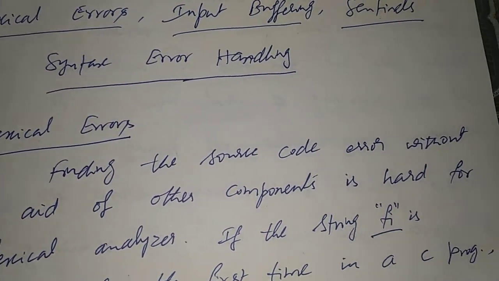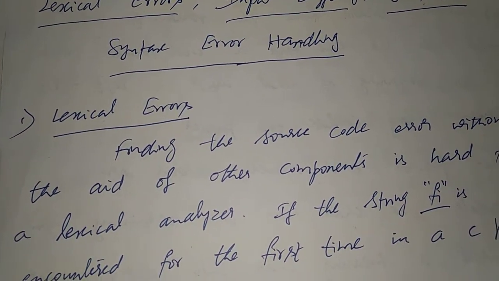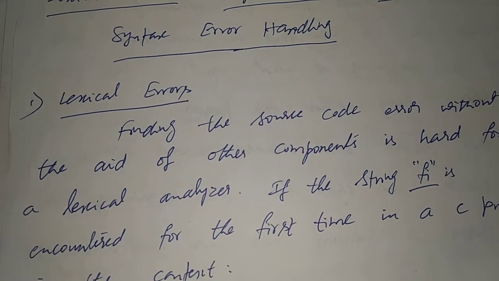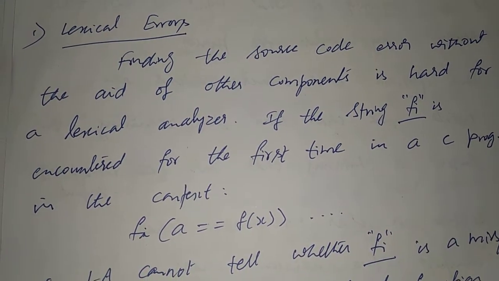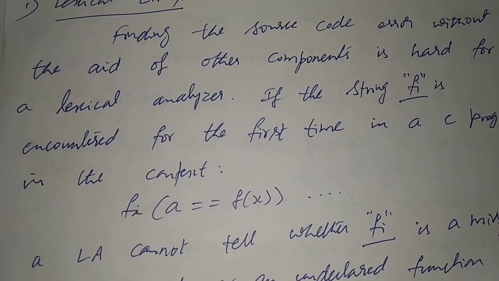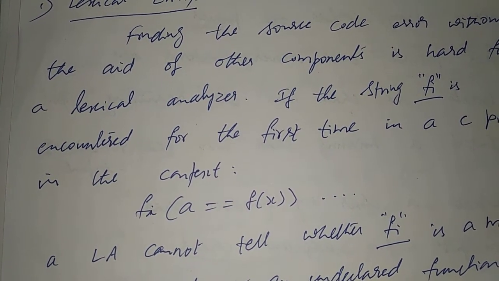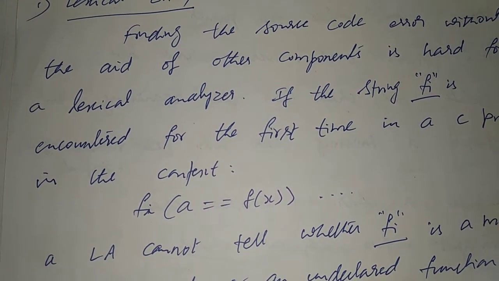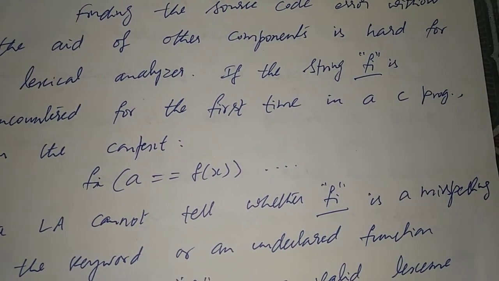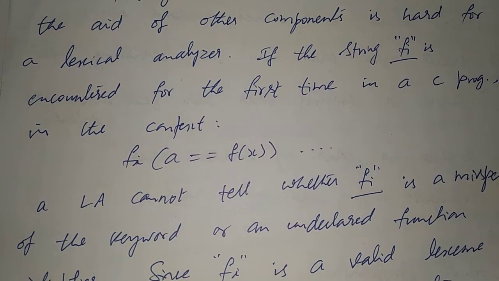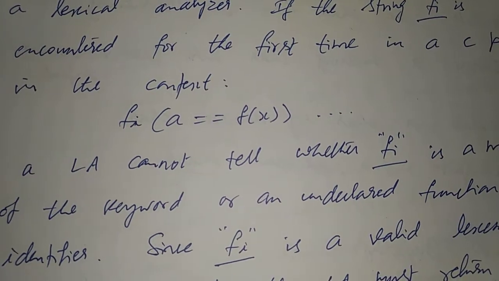Here finding the source code error without the aid of other components is hard for the lexical analyzer. If the string fi is encountered for the first time in a C program in the context fi of a double equal to f of x, it is supposed to be an if statement, if a double equal to f of x, but the programmer has misspelled it as fi. But the lexical analyzer cannot tell whether fi is a misspelling of the keyword or an undeclared function identifier, because it can also be a function.